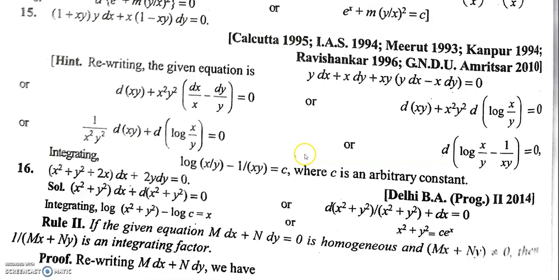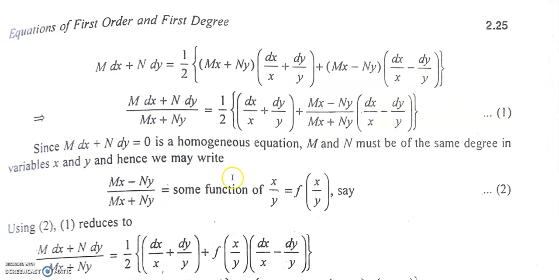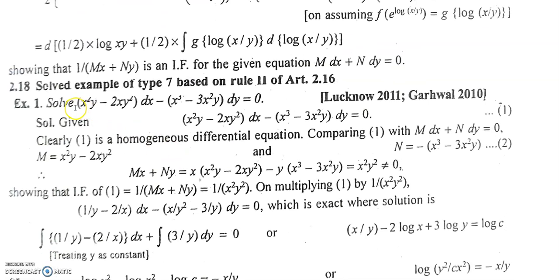Next we'll move on to rule 2. Here, if the given equation m dx plus n dy is homogeneous in m and n, already I mentioned what we mean by homogeneous function, that means m of xy, each term will have the same power, right? And mx plus ny is not equal to 0, then 1 by mx plus ny is an integrating factor.